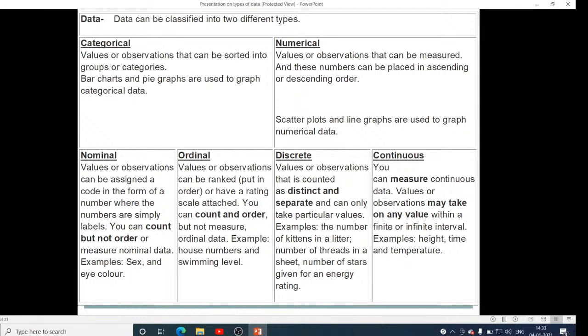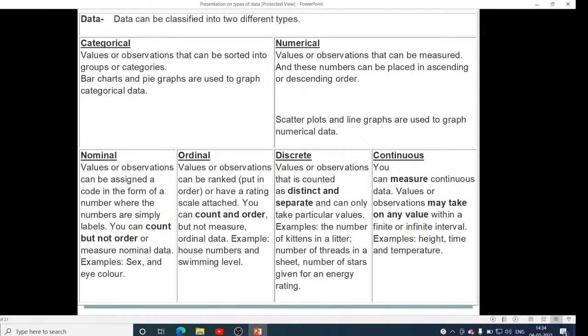Okay, see, numerical data is divided into two categories, discrete and continuous. What is discrete data? Values or observations that are counted and separate and can only take particular values. See the example: the number of kittens in a litter, number of threads in a sheet, number of stars given for energy rating, that means a rating scale. This type of data is called discrete data.